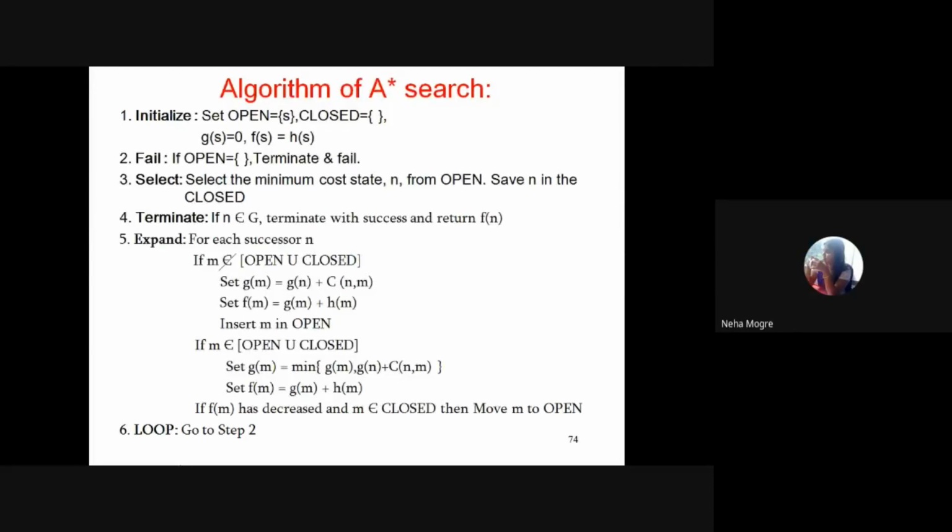Okay, fine. So if at any time I get a better f of m value, we will update that f of m value, like we were updating in the uniform cost search. For example, if we have a value 10 with a cost of 19 and we get 10 with a cost of 13, we will update that value in the open queue. That is what is written: if f of m has decreased and m belongs to closed, then move m to open. Now again go to step 2.